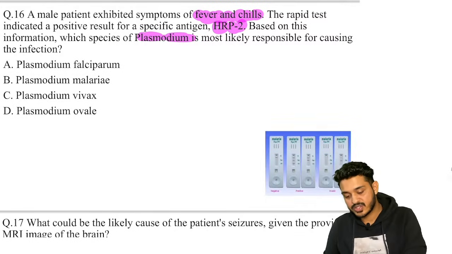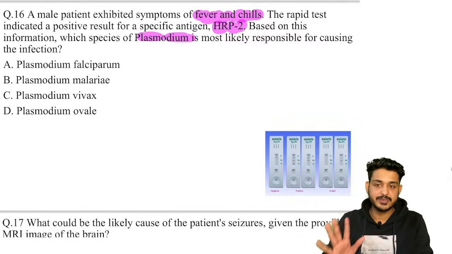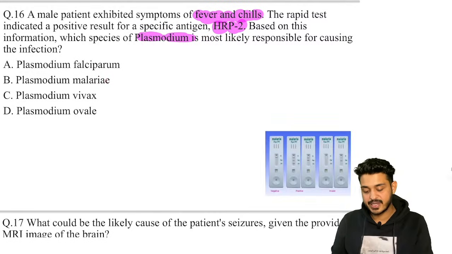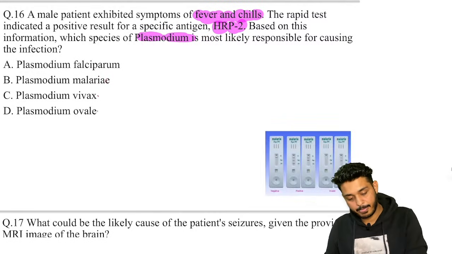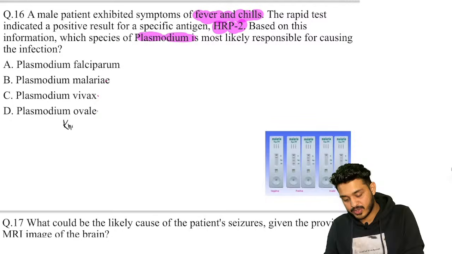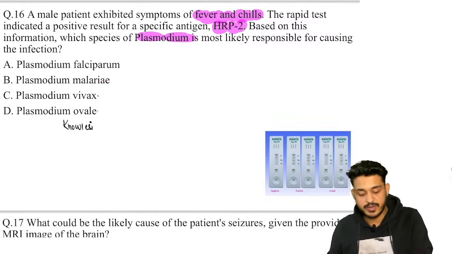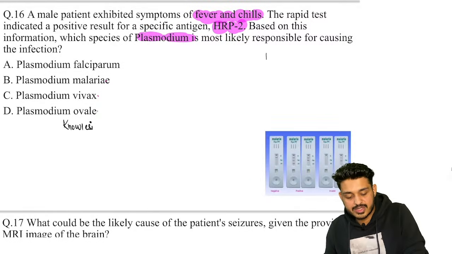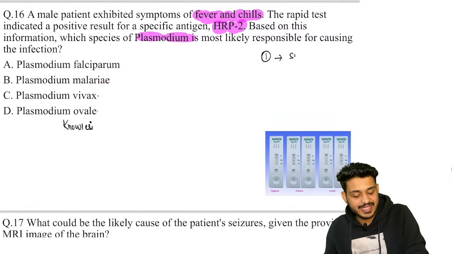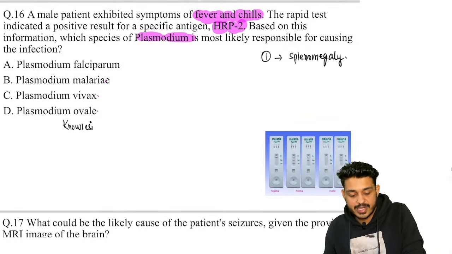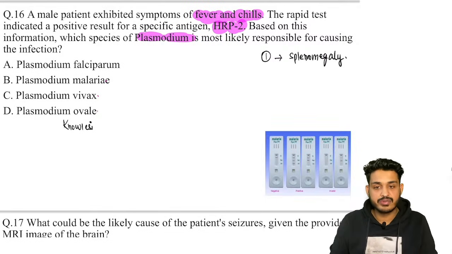So how many species of Plasmodium do you have to remember? 5 species: falciparum, malariae, vivax, ovale and knowlesi. The 5th species is going to be knowlesi. Anytime a patient has symptoms of fever with chills, there is one more sign you are going to find. What is the sign? This is going to be splenomegaly, beta. Why splenomegaly? Because the spleen is the graveyard of RBCs.